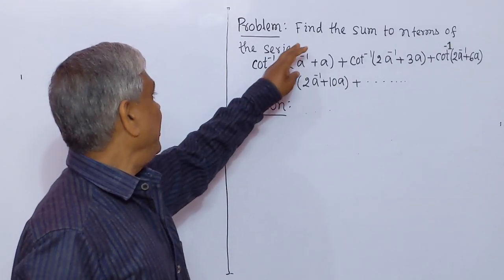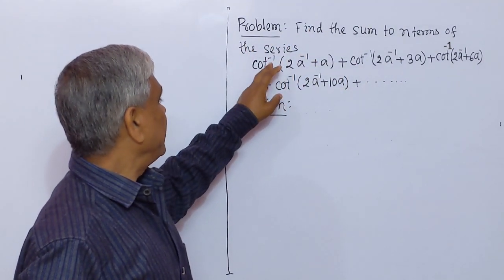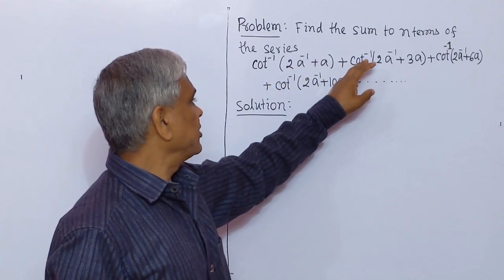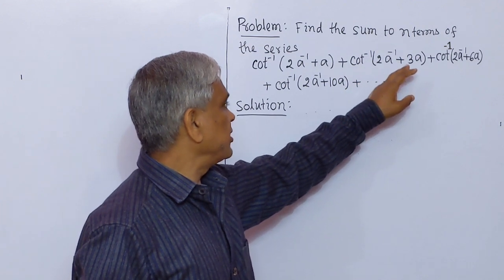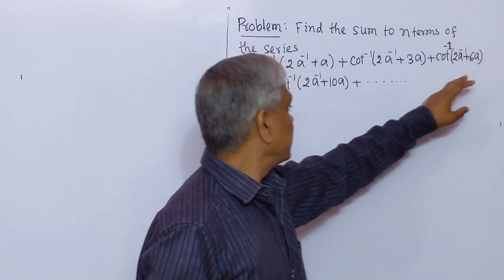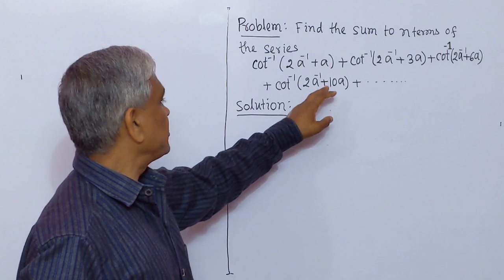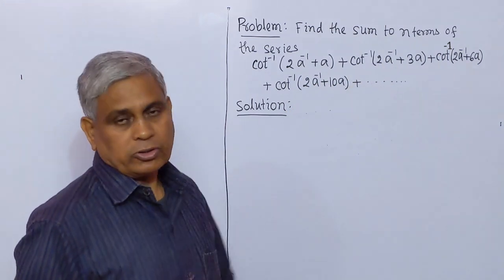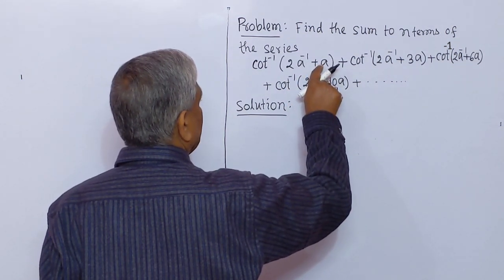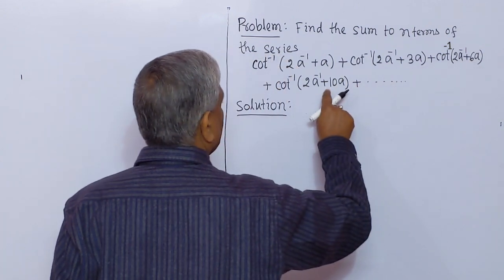The problem is: find the sum to n terms of the series cot inverse (2a inverse plus a) plus cot inverse (2a inverse plus 3a) plus cot inverse (2a inverse plus 6a) plus cot inverse (2a inverse plus 10a) plus dot. Now we solve this. Here we see that here 1a, here 3a, here 6a, here 10a.